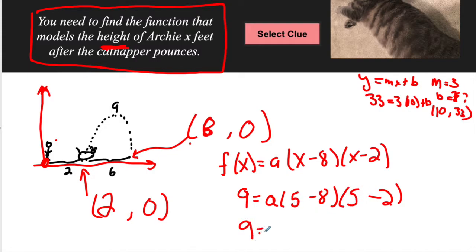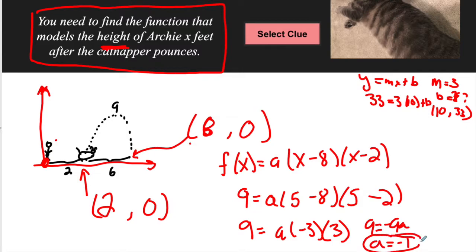And let's check to see what happens here. On the left I still have 9. 5 minus 8 is negative 3. 5 minus 2 is 3. So 9 equals negative 9a. So a equals negative 1. Okay? And so what I did here is I found the a that will ensure that when you plug in 5 for the x of the vertex, what will come out is 9. And so therefore my final function has to be f of x equals negative 1, or you could just use a minus sign. That would be just the same.